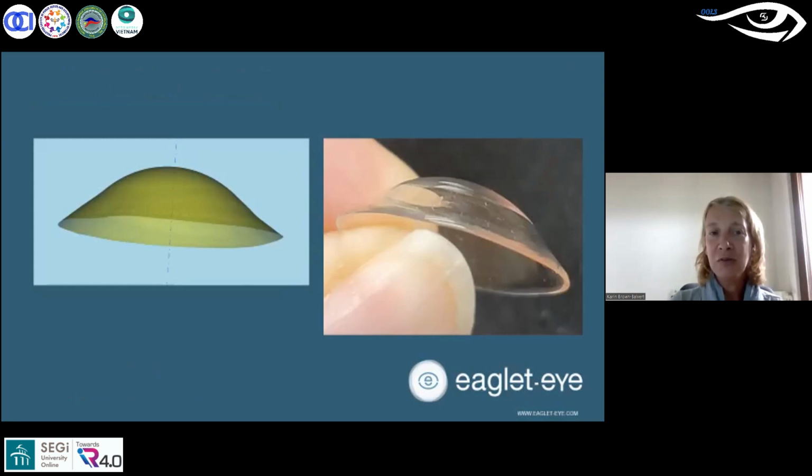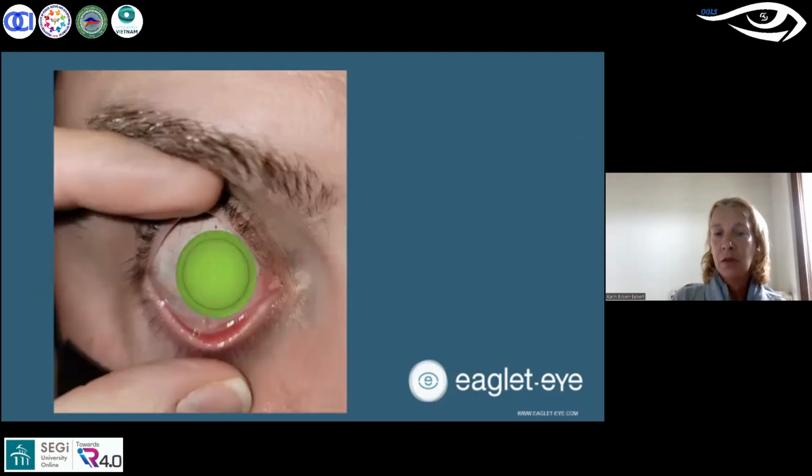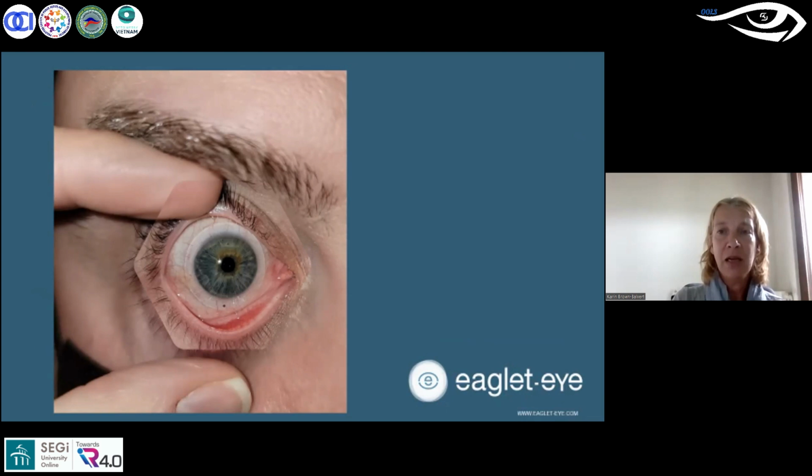So this is sort of an image of the lens that was designed by the ScanFit Pro with the scan from the profilometer. So this would be the FLUR simulation of the contact lens that was designed. And this is what the final lens looked like here.